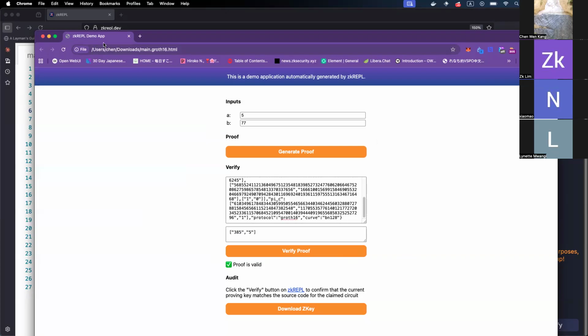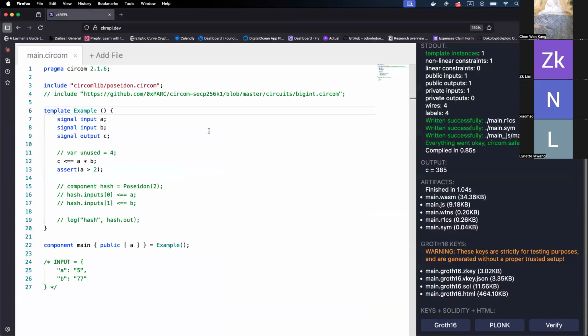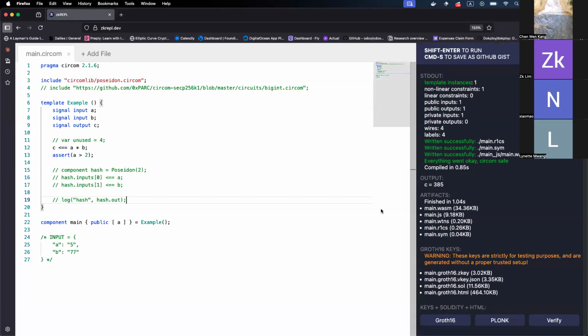Of course, in a real world scenario, you will usually pair this with, let's say, a Solidity contract as a verifier, and the proof generation will usually be done off chain or in your browser. Okay, so yeah, this is essentially how Circom looks as well. Just a quick look.